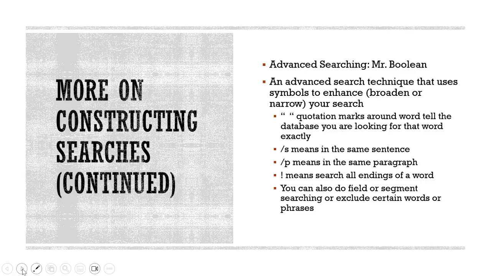Advanced searching is available, of course. Boolean is an advanced searching technique that uses symbols that enhance, to either broaden or narrow our search. Sometimes quotation marks are very helpful. The little /s means in the same sentence, /p in the same paragraph. The exclamation means search all endings of a word, and you can also do field or segment searching or exclude certain words or phrases.